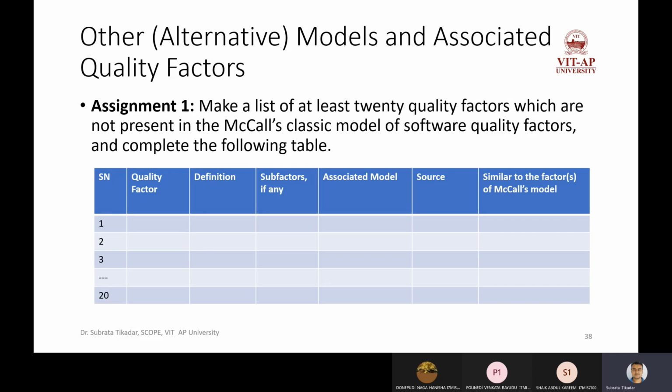For example, satisfaction can be found in the ISO IEC model or Maxwell's model or some other model. So you have to write the name of the model and from where you got this. You have to mention the book, material, or a standard document, anything. And you also have to identify whether this particular factor is similar to any factor of the basic or classic Maxwell's model. Understood?